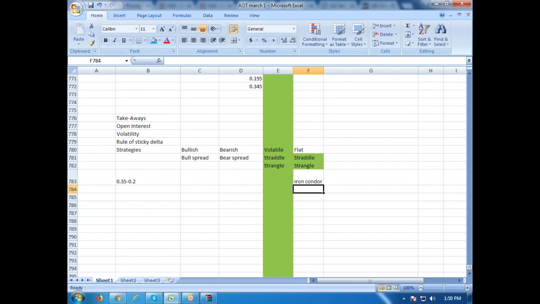Other two strategies that we discussed was butterfly and calendar spreads.